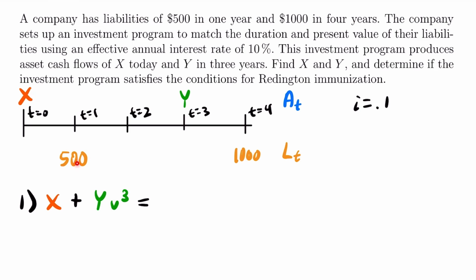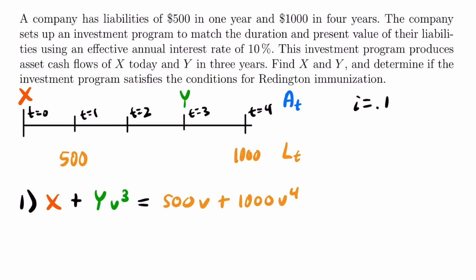And so we have a liability of 500 in 1 year. So the present value will be 500 times v to the first power, and that will be added to the second liability in 4 years, and the present value of that will be 1,000 times v to the power of 4. The present value factor to the power of 4 will bring that liability back 4 years to the present. Okay, so now we've matched the present value.